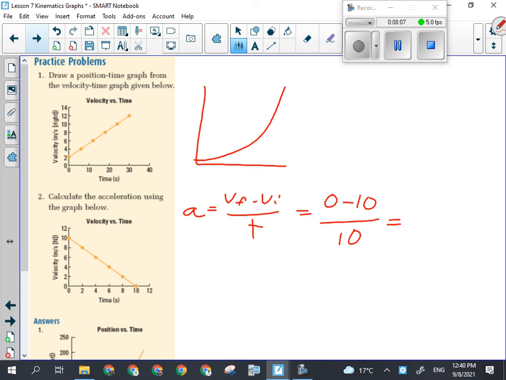Definitely. Remember that this is y minus b over x. This was b, this was y, that was x. You're right with that.